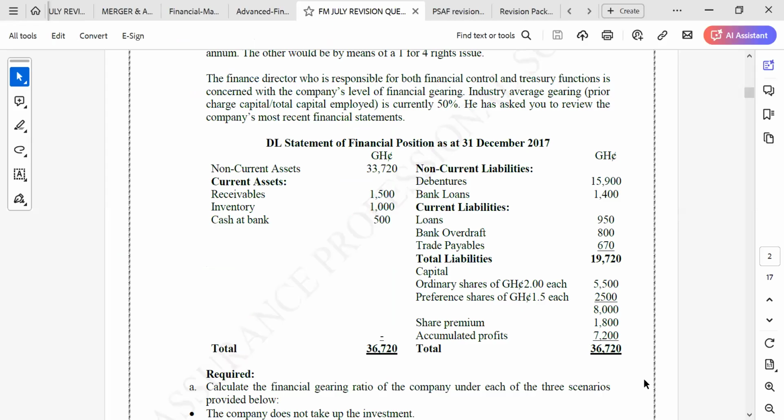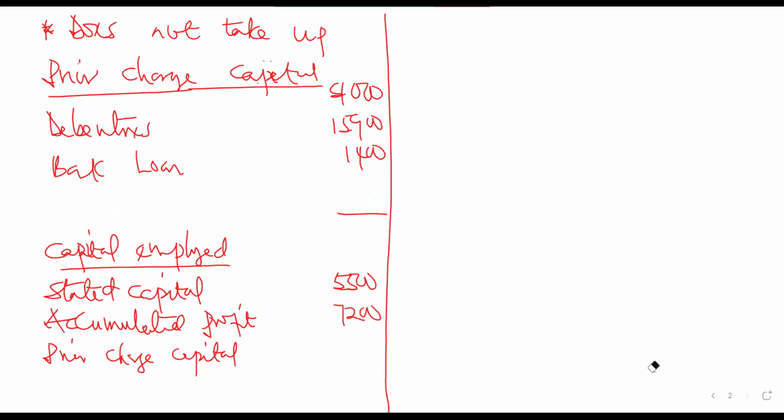Okay. Sorry. Preference shares will be part of the non-current, the prior charge. Okay. Preference shares to be part. So we have the preference shares here. How much is the preference shares? 2,500. 2,500. So what will be the total? 19,800. 19,800. So the prior charge capital will be 19,800.